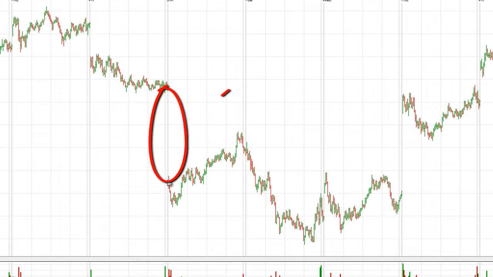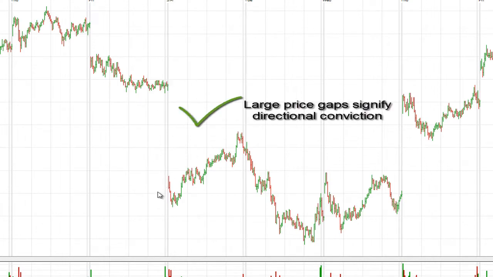And so it creates this gap. There's no prices here, there's nothing happening, and that's why it's called a gap. It looks like a gap. Now often, if the gap is big enough, the gap itself signifies directional conviction.